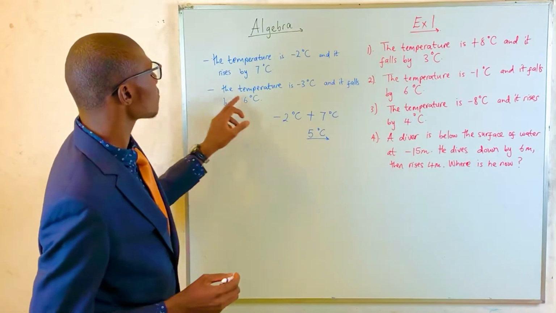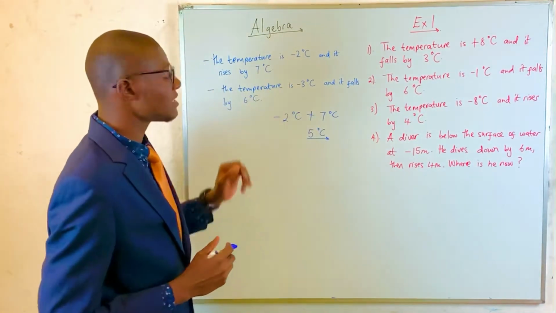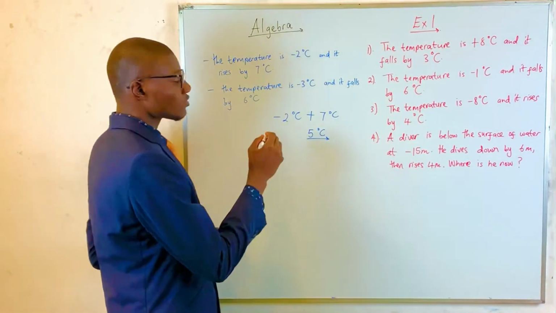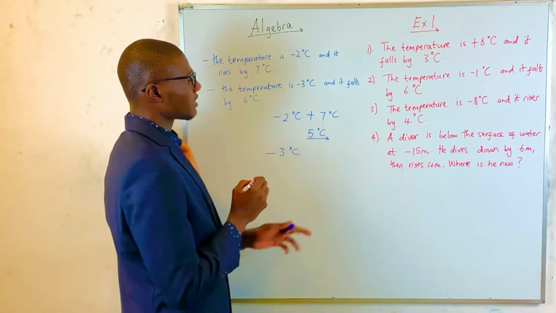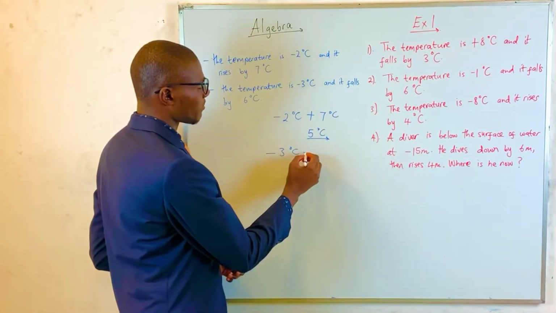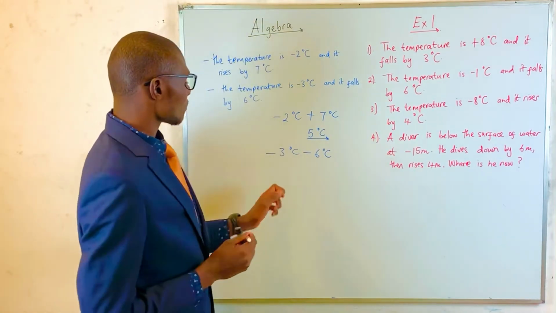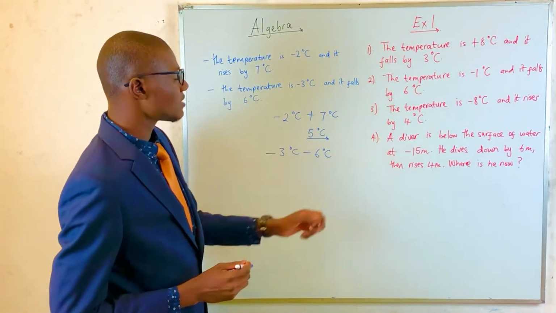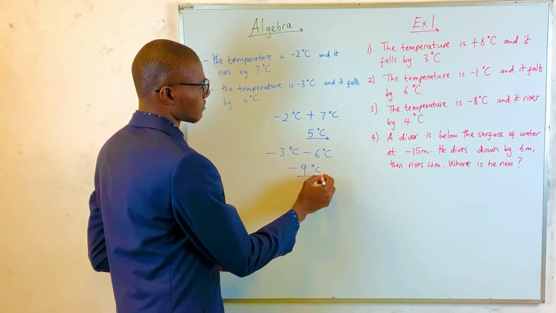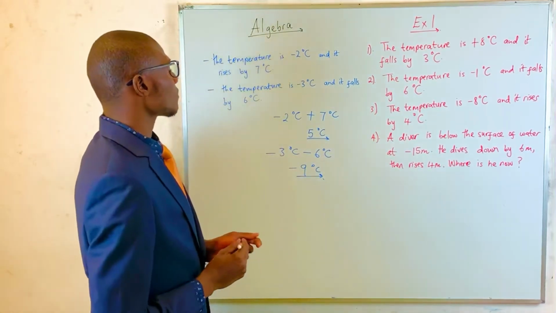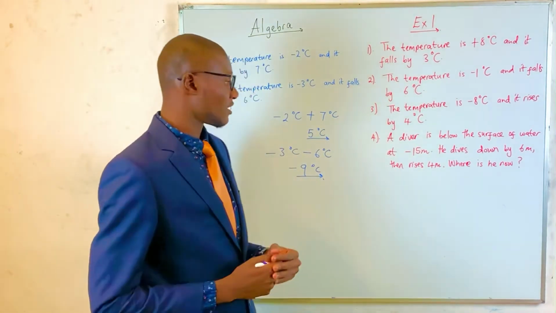Then suppose the temperature is minus 3 degrees Celsius and it falls by 6 degrees Celsius. To get the new temperature, we say minus 3 degrees Celsius, and since this is a fall, that will be minus 6 degrees Celsius. So now minus 3 minus 6 gives us minus 9 degrees Celsius. This is how we handle calculations that have to do with negative numbers.